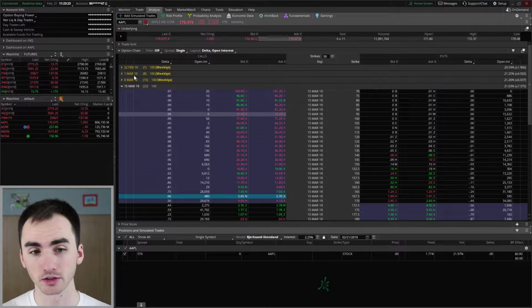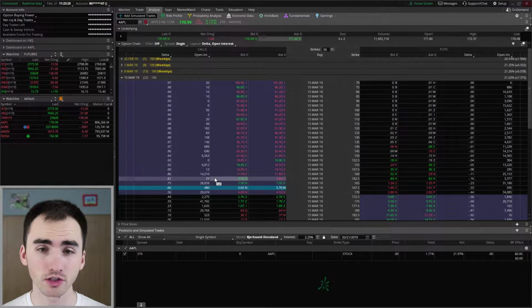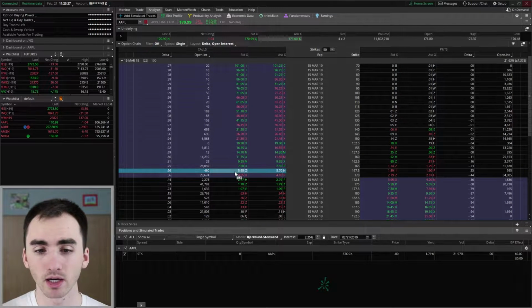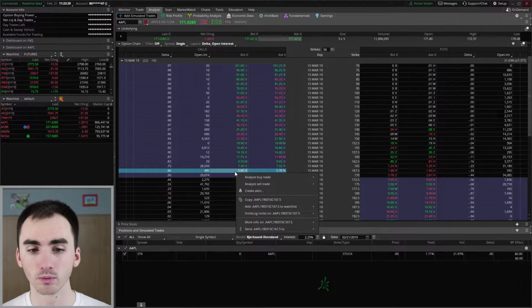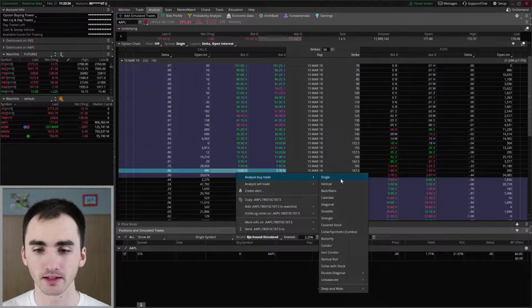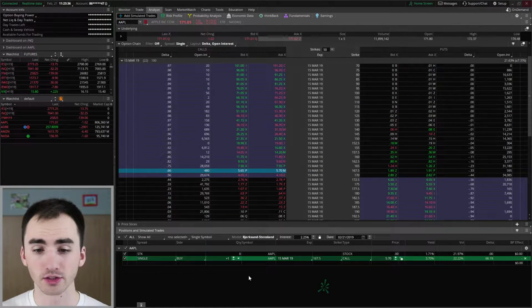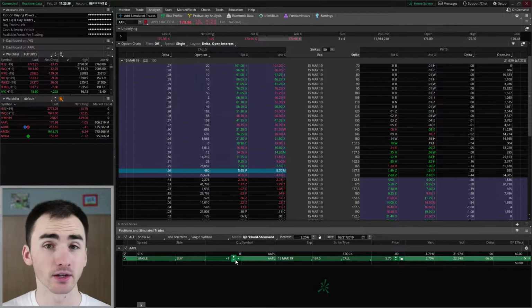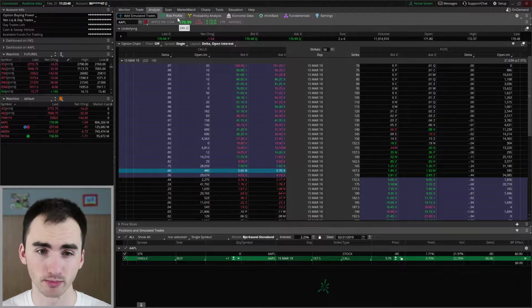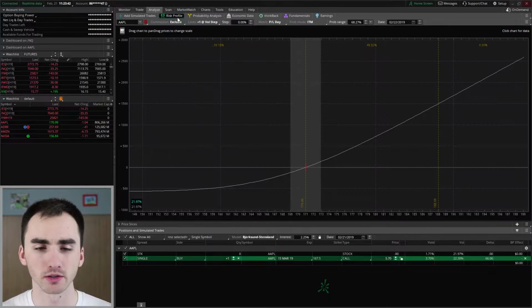So what we're going to do here is we're just going to go to the monthly expiration, and I'm going to simulate buying a relatively close to a delta 70 call. And so I'm just going to buy single, and you'll see that adds down here, and then you go back to the risk profile. You don't have to send an order in or anything.